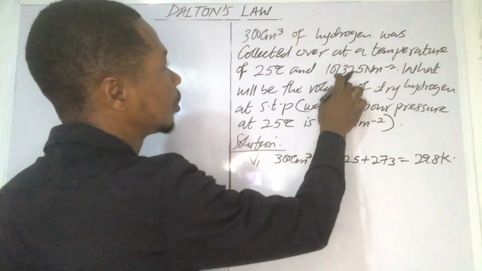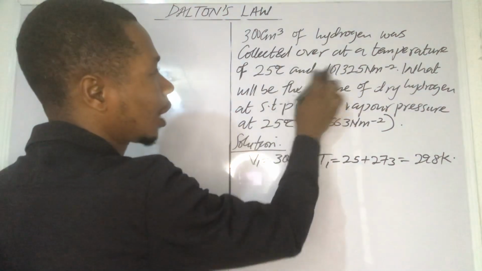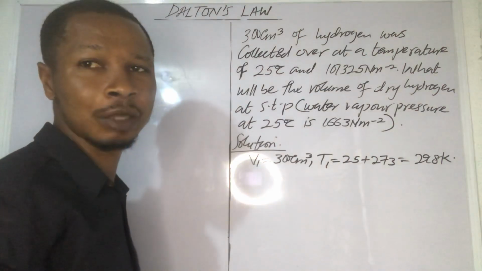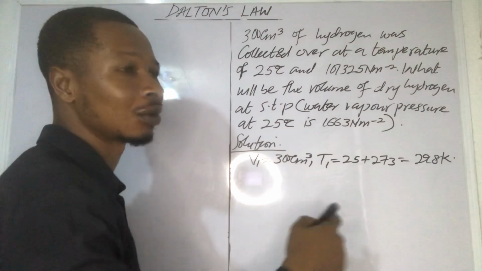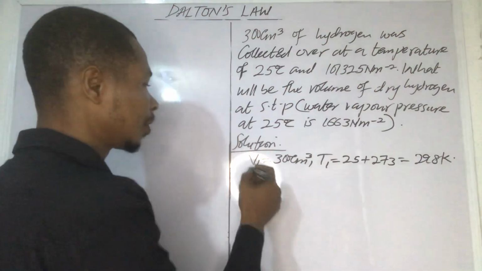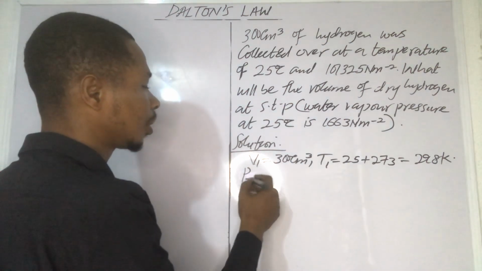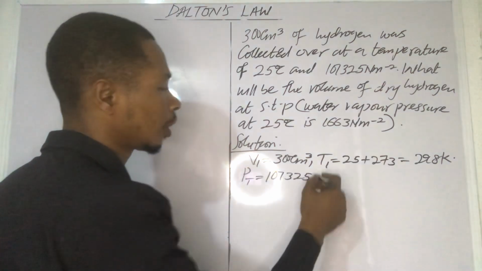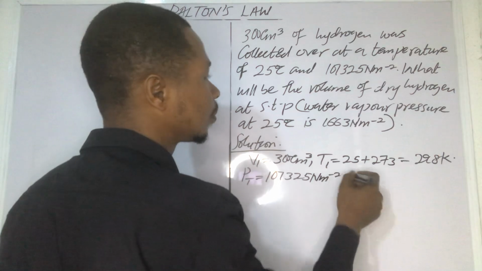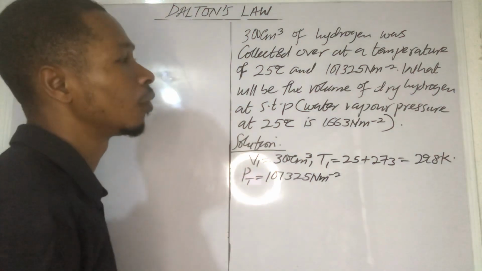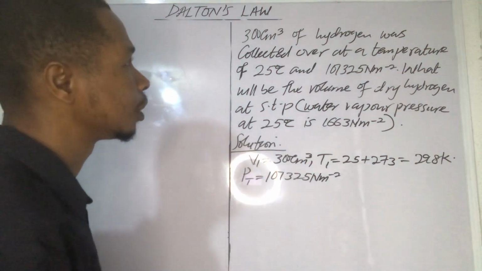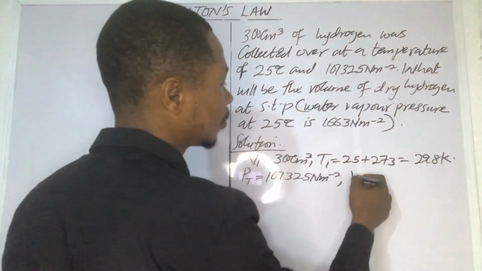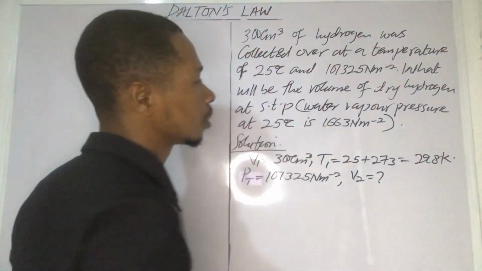And the pressure of this, since the gas is collected over water, is not my P1, it's my total pressure because the gas is collected over water. Then I'll write the total pressure equal to 101,325 Newton per meter square. What will be the volume of dry hydrogen at STP? That means V2 is the question.